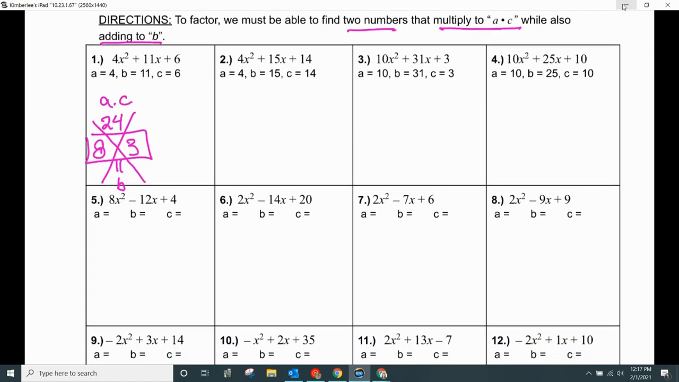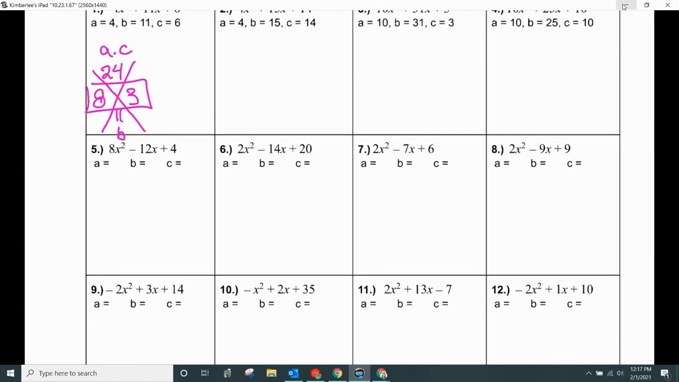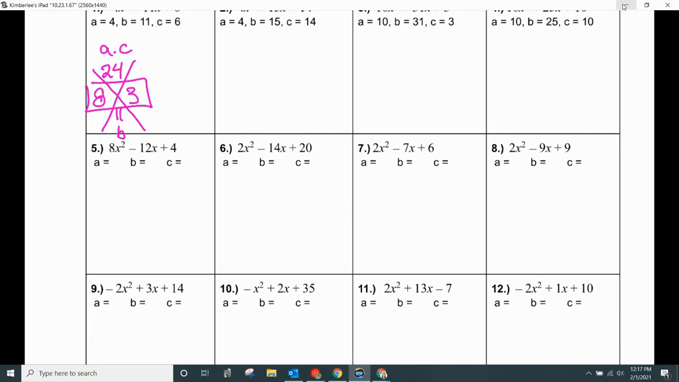Aha, but when you get down to number 5, it's different. They've given you the trinomial, but now I need you to tell me what A, B, and C are, because students tend to get confused and they throw in some X's with an A, B, and C.